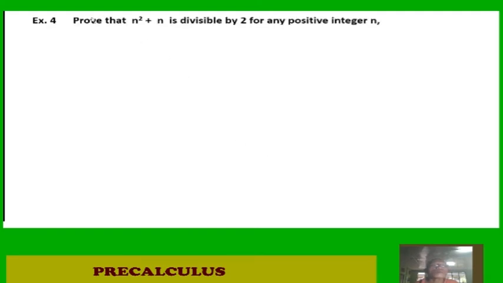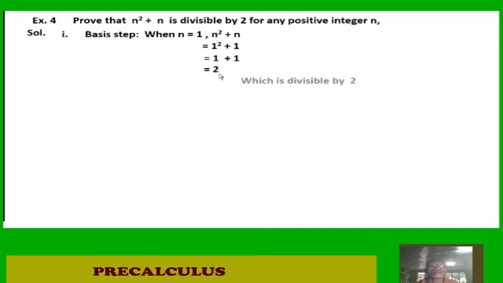Next, prove that n squared plus n is divisible by 2 for any positive integer n. Okay, basis step. Let n equal 1 and replace n with 1 in this statement. So 1 squared is 1, plus 1 is 2. So 2 is divisible, of course, by 2.